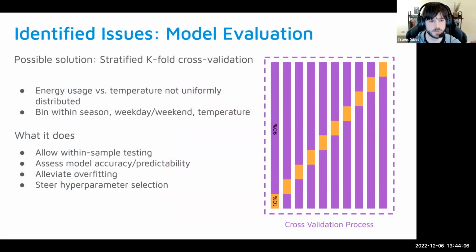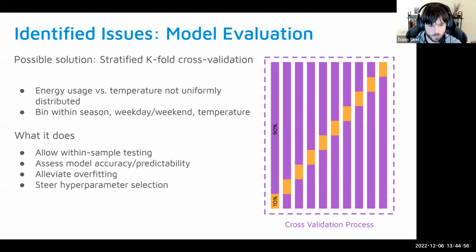Now, in the implementation of this for our data, what we actually need to do is a stratified k-fold cross-validation. The reason why we need to stratify it is because the data within our distribution is not uniform, which means that if we're randomly pulling days out, then we may be underrepresenting weekday, weekend, or we might be overrepresenting winter. So instead, we have to bin by season, weekday, weekend, and then by temperature, so that we sample evenly throughout all of these various bins. And then from there, we know that we have a fold that is representative of the data set as a whole.